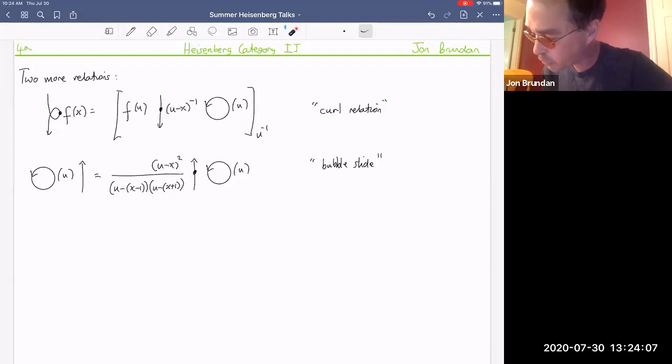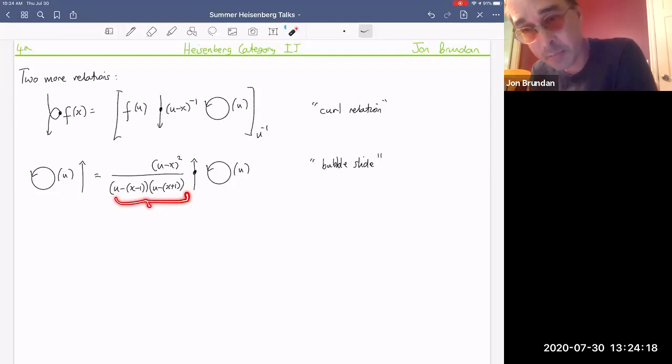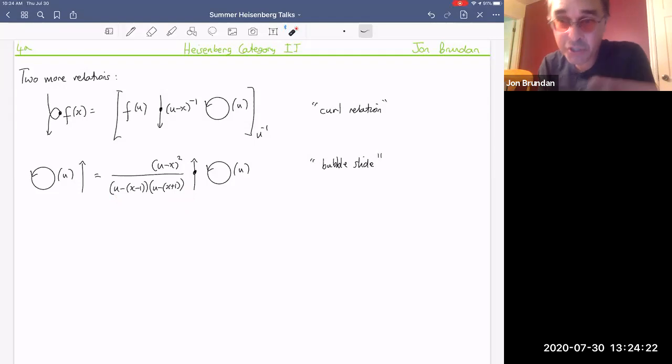And the number of dots, well, it's this rational function, (u minus x) inverse over (u minus x minus 1) and (u minus x plus 1). And of course, you have to expand that as a formal Laurent series in u inverse. And when you equate coefficients, that records all of the bubble slide relations in one single formula.